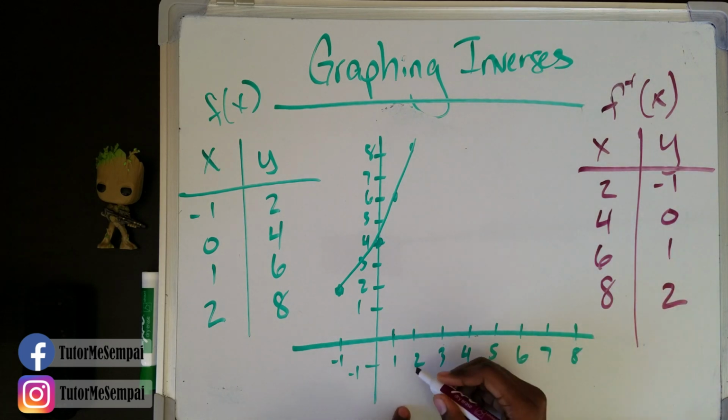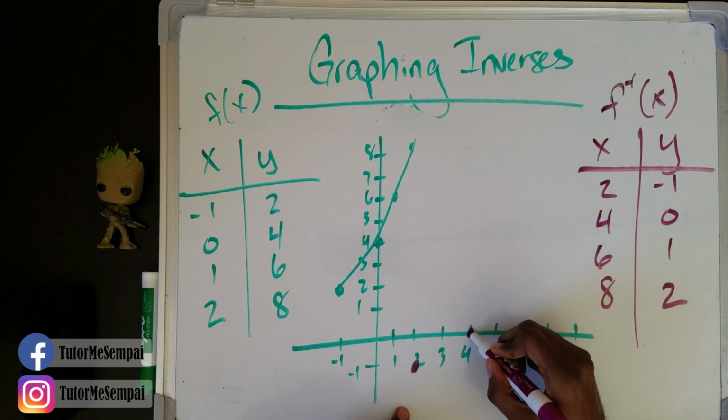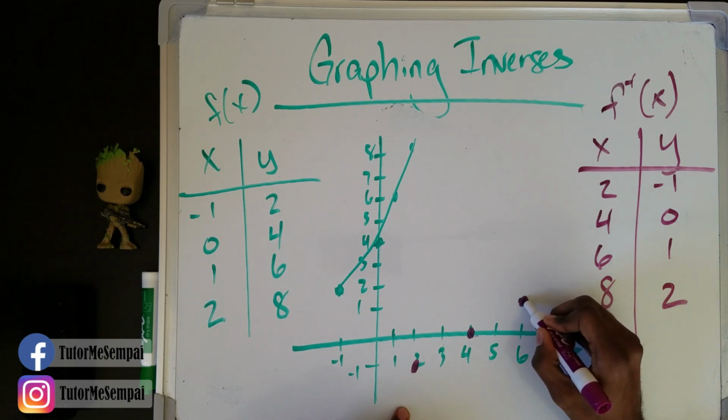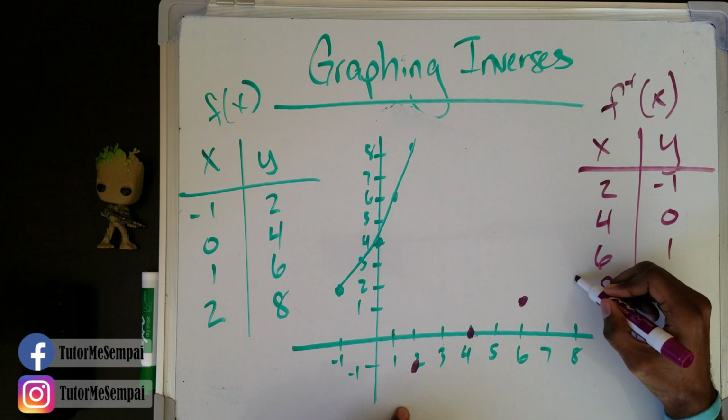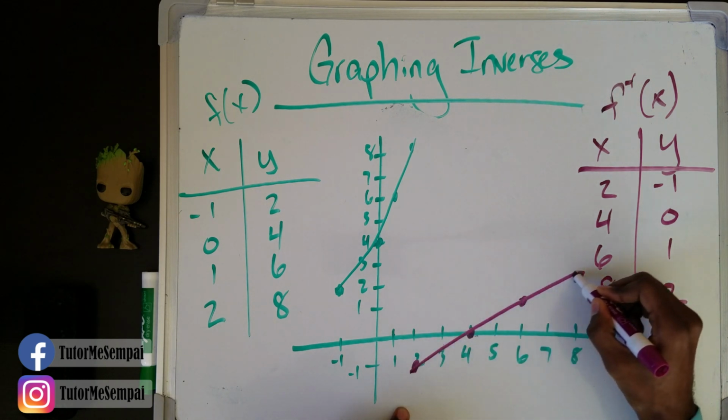2, -1 is going to put us all the way down here. 4, 0 is going to be right on here. 6, 1 is going to be right up here. And 8, 2 is going to be all the way over here. So connecting these points, you see more of a straight line.